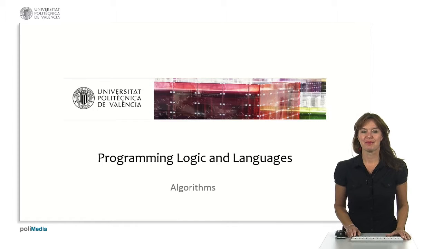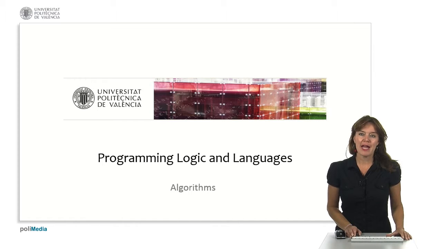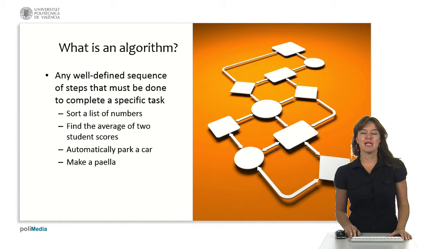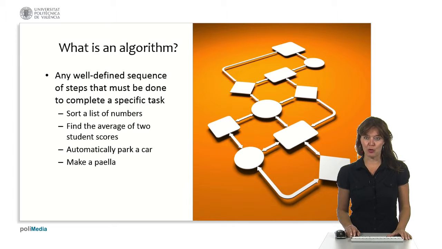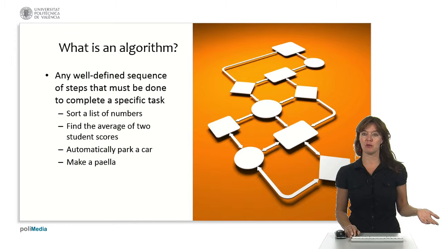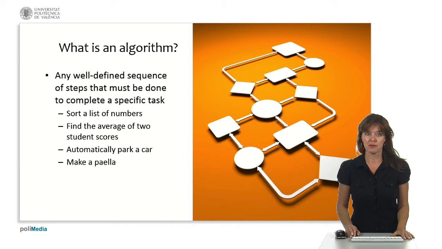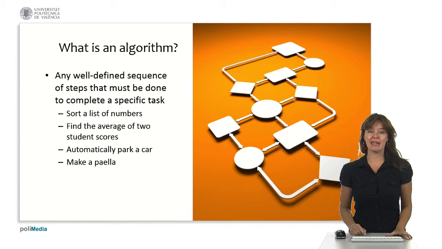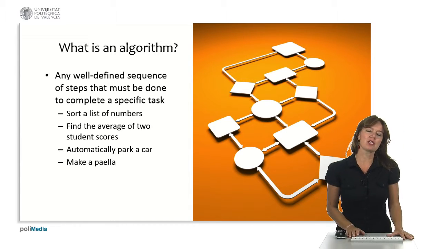Hi again. So let's look at algorithms and what they are. So an algorithm is any well-defined sequence of steps that you need to do in order to complete a specific task or make something. So for example, sort a list of numbers, or find the average of two student scores, or automatically park a car, or even normal things in daily life like making a paella valenciana. So let's look at the last one.